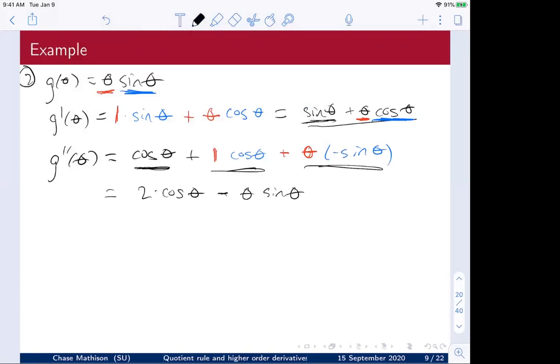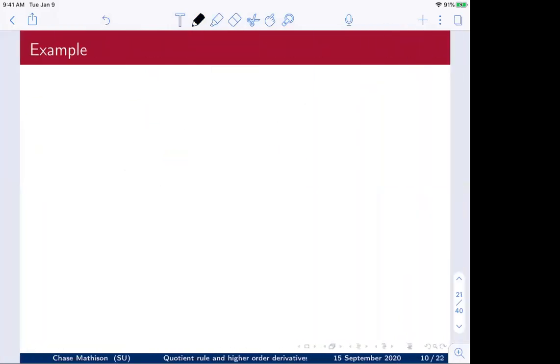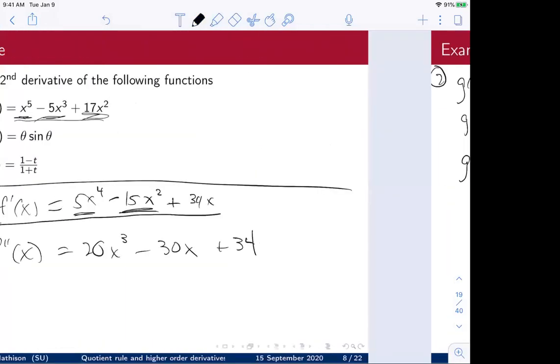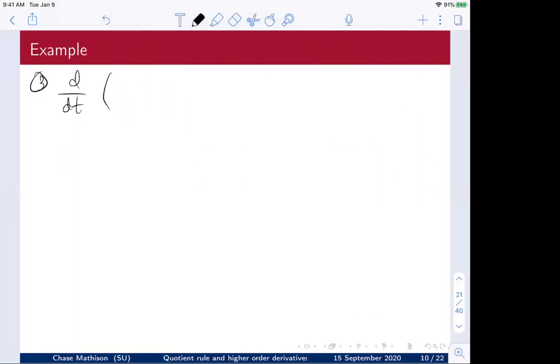All right, one more. So number 3, we were taking the derivative with respect to t of, I believe it was 1 minus t over 1 plus t. Yeah, 1 minus t divided by 1 plus t. All right, so really I want the second derivative of this. But to get that, I need to take the first derivative. So I'll take the first derivative.